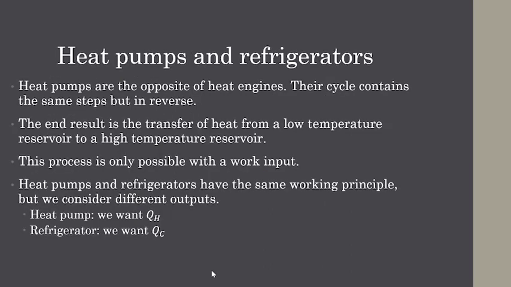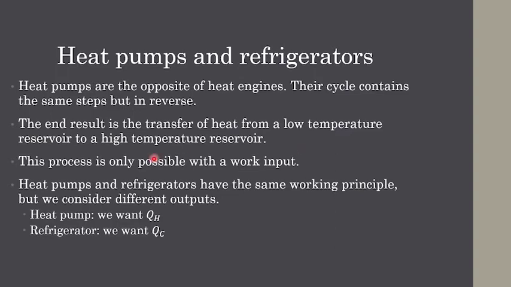Next, let us describe heat pumps and refrigerators. These devices are the opposite of heat engines, where they have the same four steps but are carried out in reverse. This results in the transfer of heat from a low temperature reservoir to a high temperature reservoir. This is something we know is impossible to be spontaneous because of the second law of thermodynamics. Remember that the second law of thermodynamics states that the spontaneous transfer of energy can only happen from a high temperature body to a low temperature body.